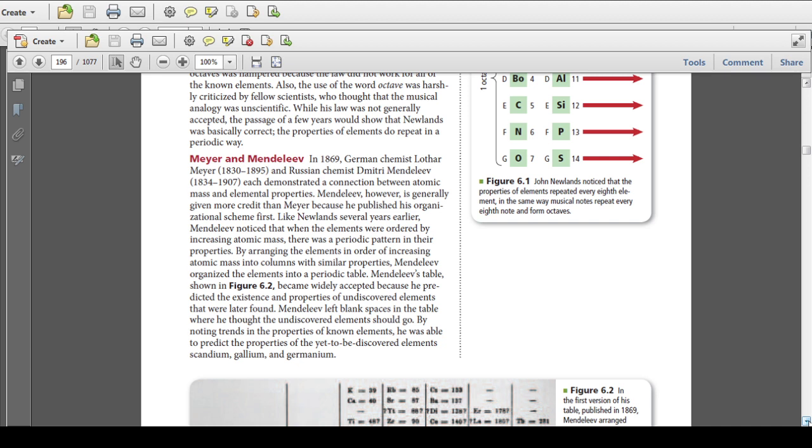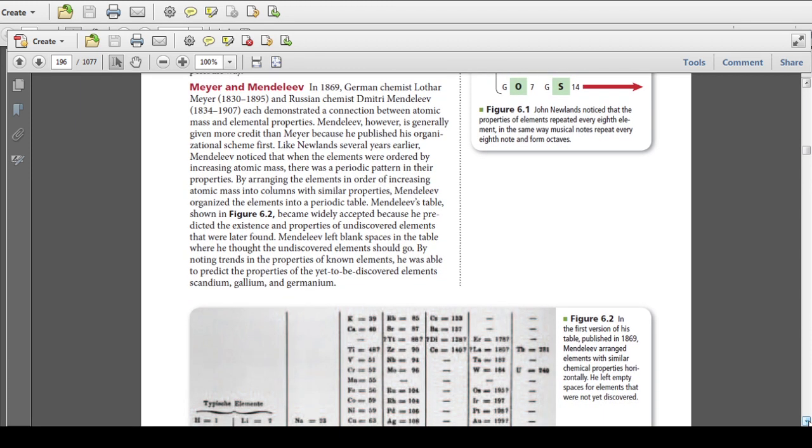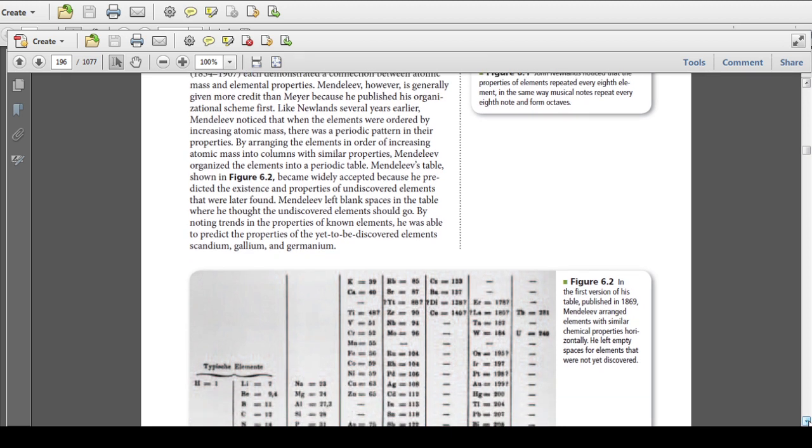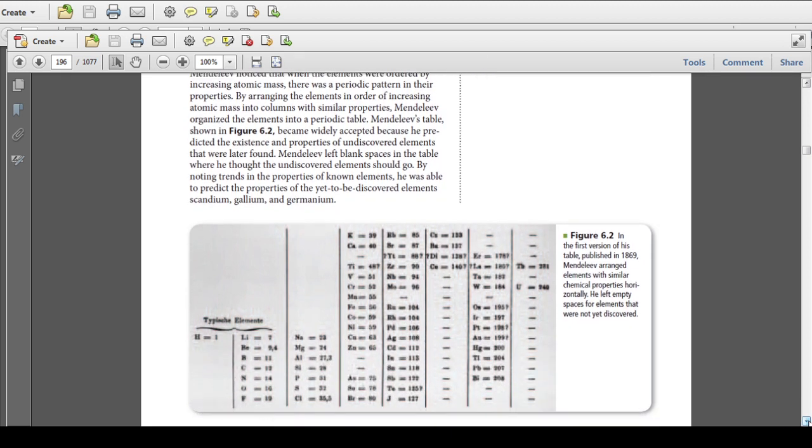By arranging the elements in order of increasing atomic mass into columns with similar properties, Mendeleev organized the elements into a periodic table. Mendeleev's table, shown below, became widely accepted because he predicted the existence and properties of undiscovered elements that were later found. Mendeleev left blanks in the table where he thought the undiscovered elements should go. By noting trends in the properties of known elements, he was able to predict the properties of the yet-to-be-discovered elements, scandium, gallium, and germanium.